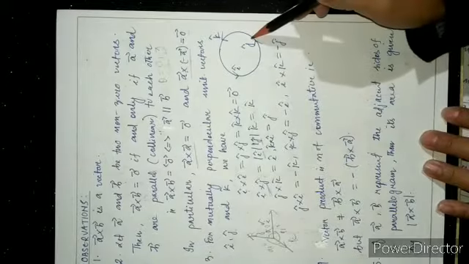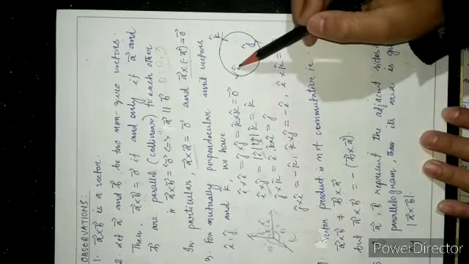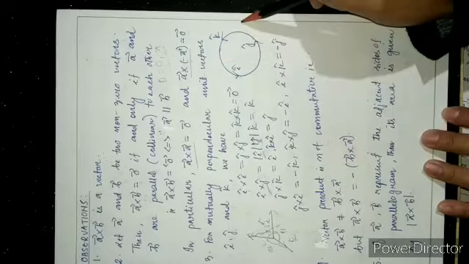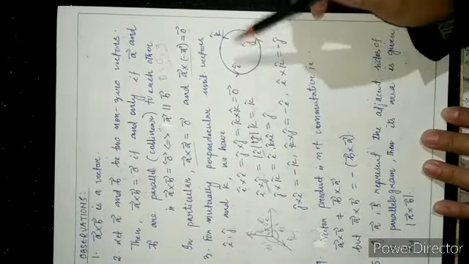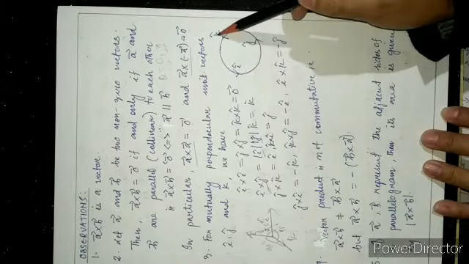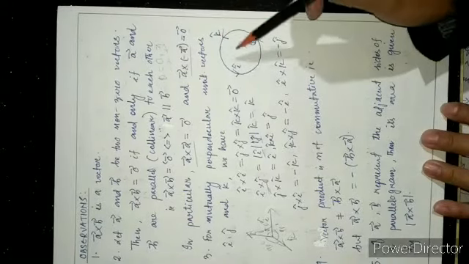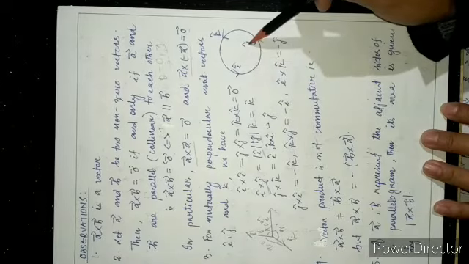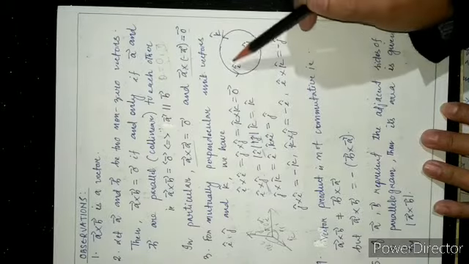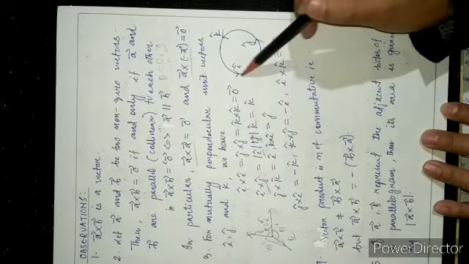Let us consider a cyclic relation among the three vectors i cap, j cap, and k cap in the anti-clockwise direction. In the anti-clockwise direction, i cross j will be equal to k, j cross k will be equal to i, and k cross i will be equal to j.